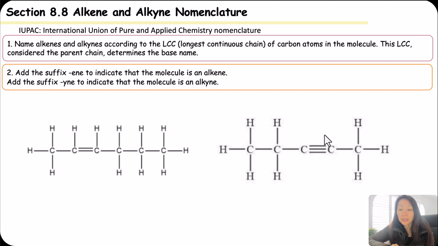So for something like this, 1, 2, 3, 4, 5, there are 5 carbons, and instead of pentane, we write pentyne. So let's go ahead and write it. This one, the one on the left, would be hexene, and the one on the right is pentyne.